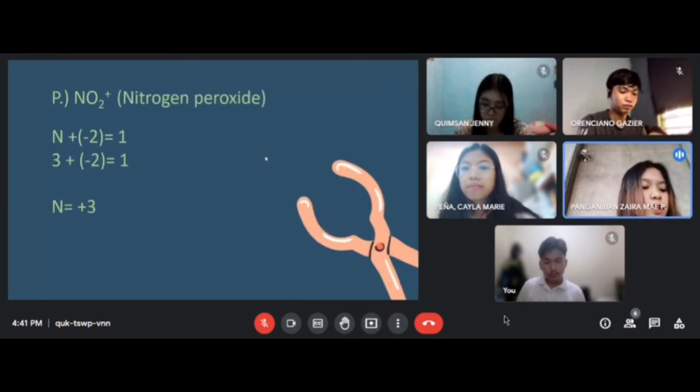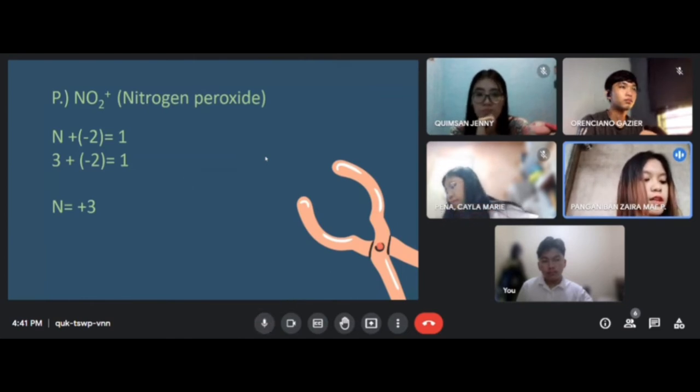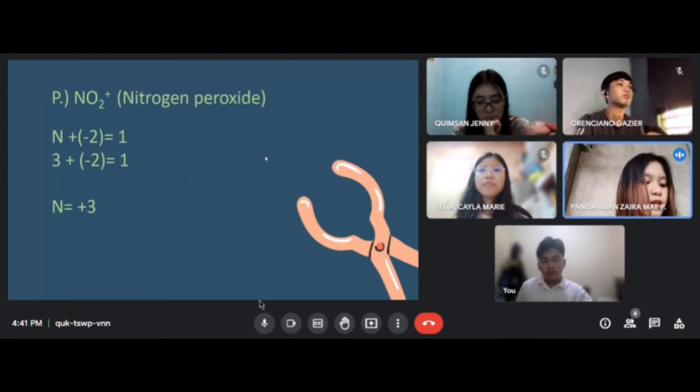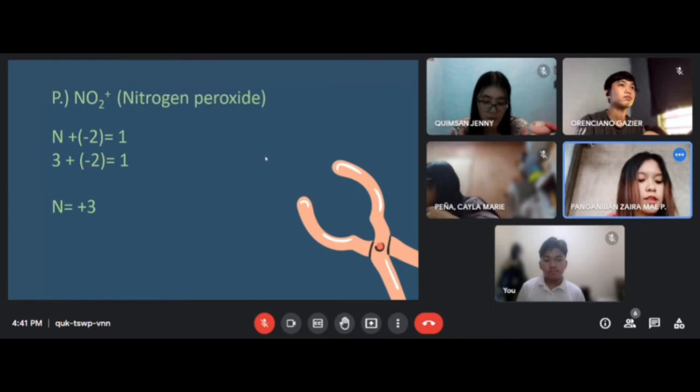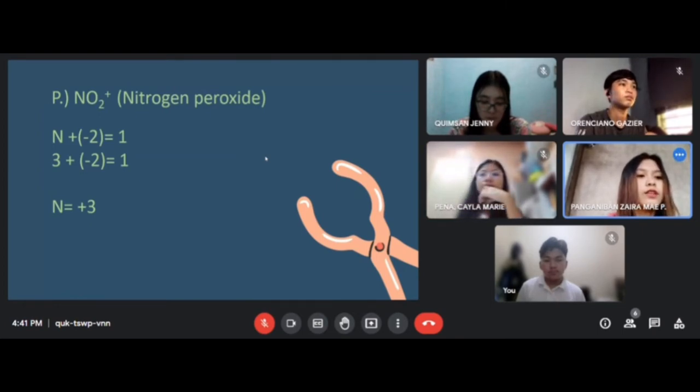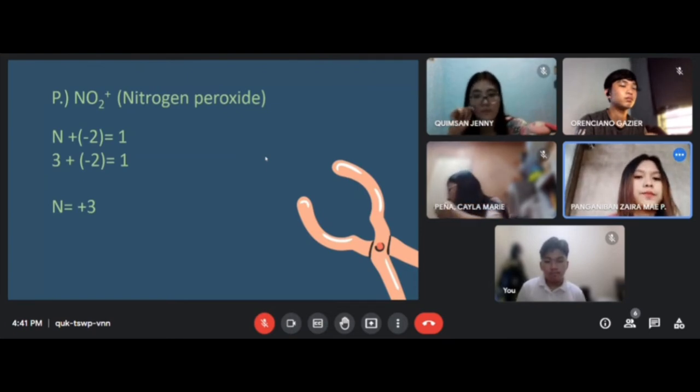Letter P for nitrogen peroxide. Since polyatomic po ito, the sum of the whole compound is equals to 1. So, nitrogen plus negative 2 is equals to 1. Nitrogen has oxidation number plus negative 2 is equals to 1. Then nitrogen is equals to positive 3. Upon checking, it has neutral.